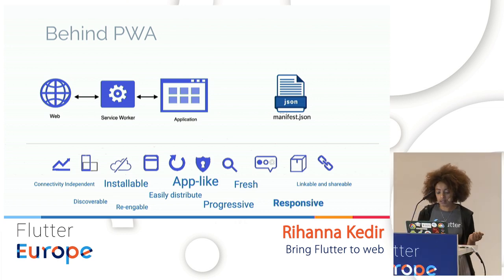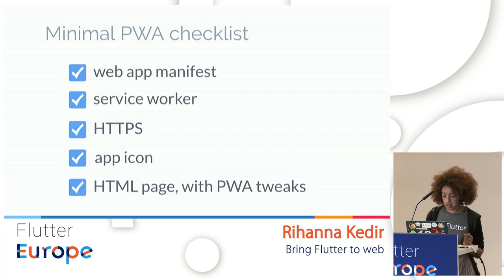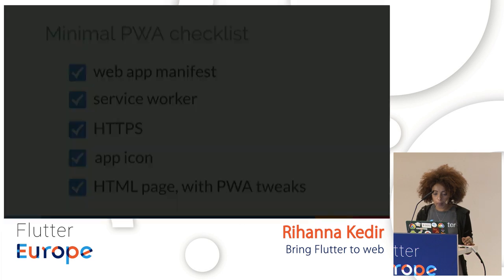how it should act when it's installed or when it's added to the home screen, and so on. So basically, for calling a web page a PWA, the minimal checklist is the web app manifest, the service worker, and we need to serve our page through HTTPS, as service workers require HTTPS. We need at least one icon, and to put everything together, we need a simple HTML page.